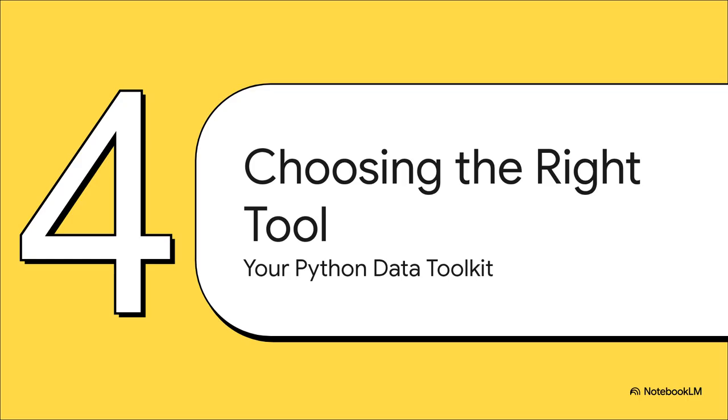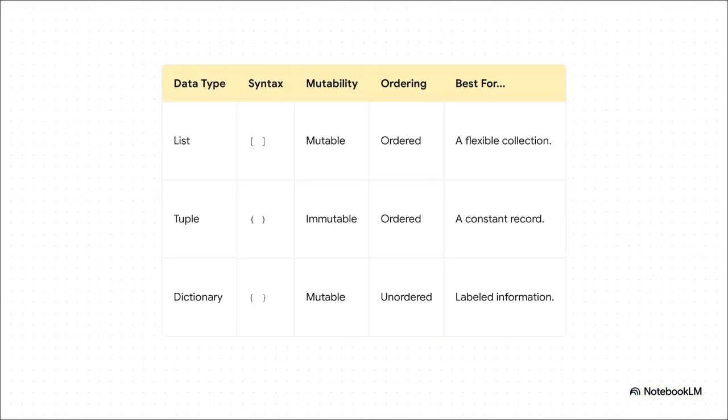Let's wrap this up and put them all together in one spot so you know exactly which one to grab from your toolkit every time. Okay, here it is, the ultimate cheat sheet. If you need a flexible collection that's going to change a lot, you grab a list with the square brackets. If you have a constant record that you need to protect and maybe access super fast, you want a tuple with the parentheses. And when you need to store related info that you look up with a specific label, you reach for a dictionary with the curly braces.